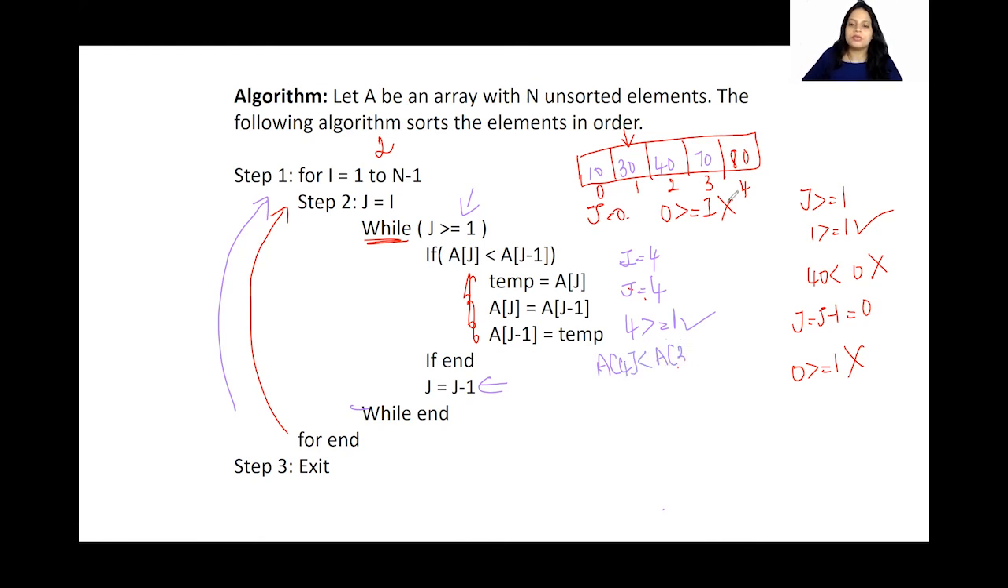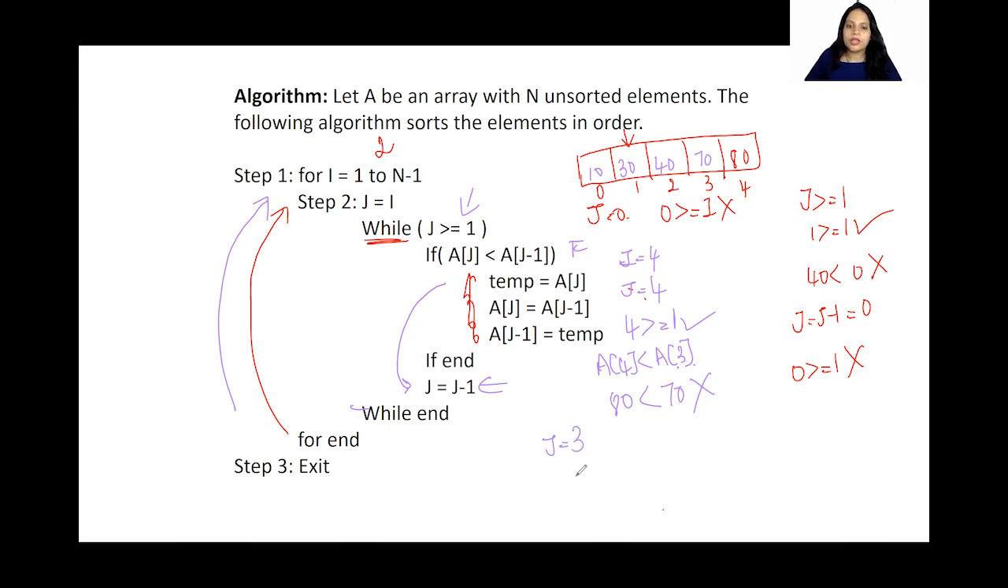Is this true? So what is a of 4? A of 4 is nothing but 80. A of 3 is nothing but 70. Is this true? This is not true because this one is greater, isn't it? So since this is false, we are going to come out of this. We are directly going to come over here. So j value I am going to reduce. j is going to become 3.